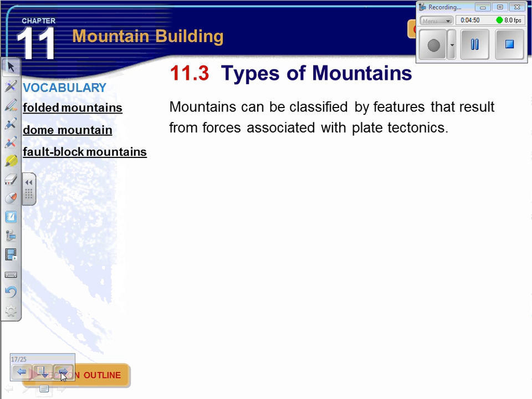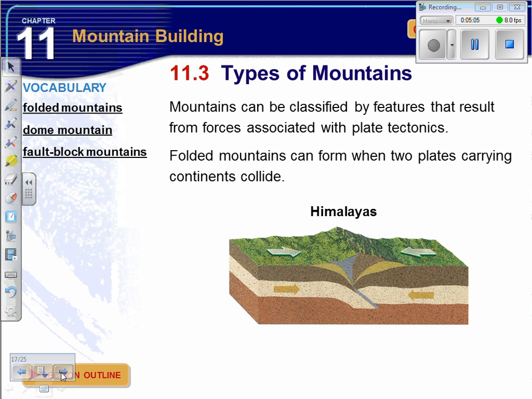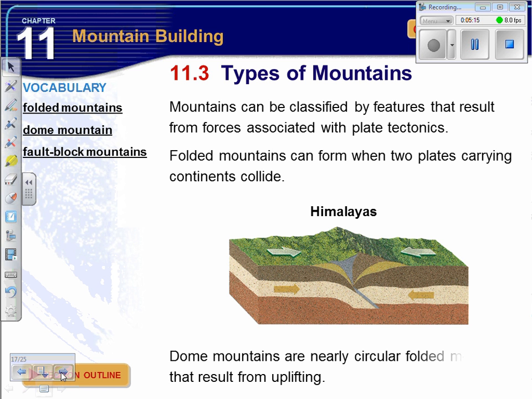Section 3, the different types of mountains. Mountains can be classified by features that result from forces associated with plate tectonics. Folded mountains can form when two plates carrying continents collide. The Himalayas are an example of a folded mountain. The Indian and the Eurasian plates are colliding, and they cause folded mountains.